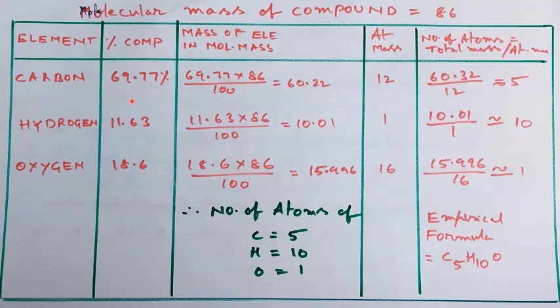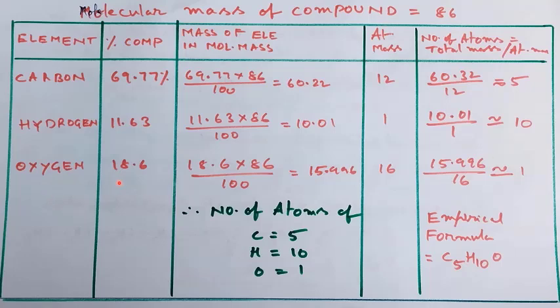Thus carbon has 69.77% and the mass of this element in the molecular mass is 60.22. By dividing with 12 we have 5 carbon atoms. Hydrogen percentage composition is 11.63 and in the molecular mass its mass of hydrogen is 10.01. Therefore dividing by the atomic mass of hydrogen, 1, approximately it is 10 atoms in the empirical formula.